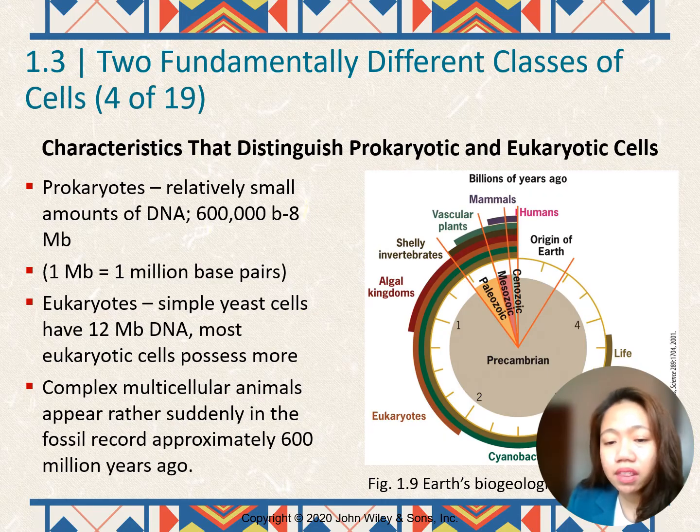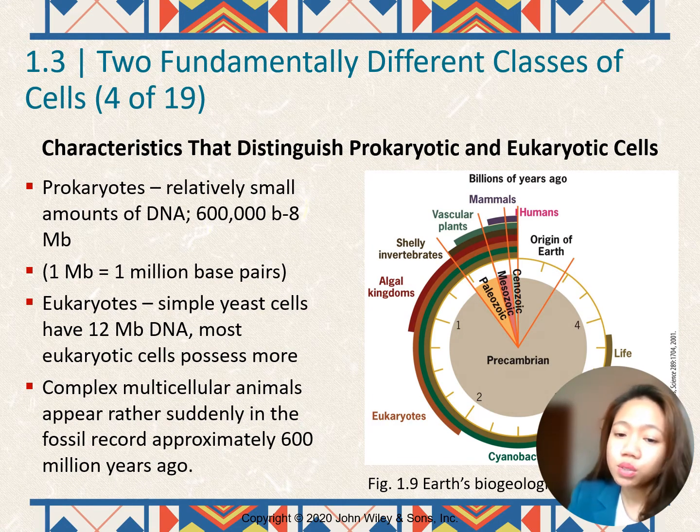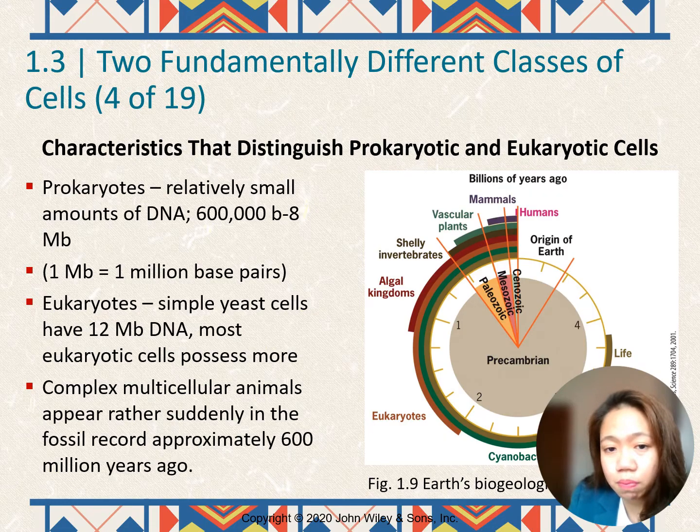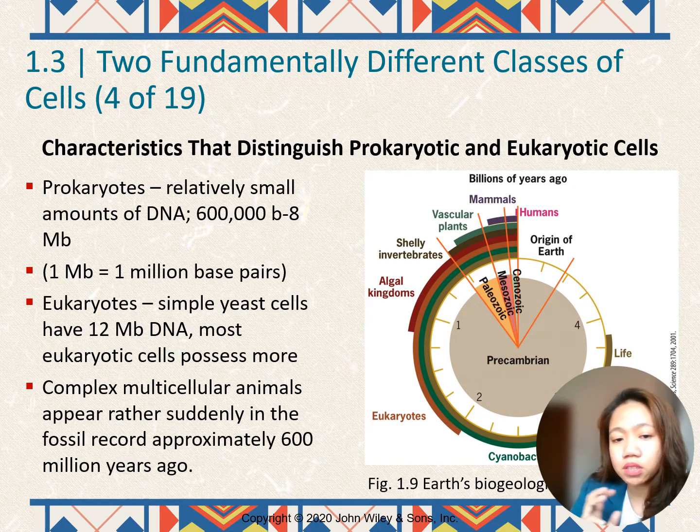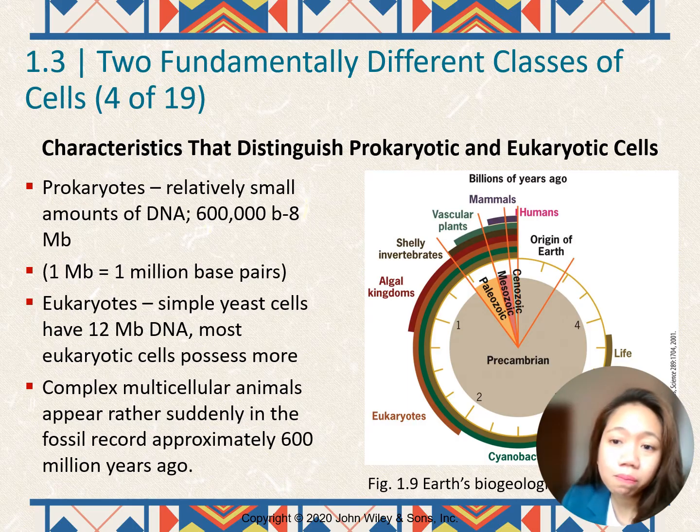Given that the cells of prokaryotes are quite simple, it's easy to say that their DNA is quite shorter than that of eukaryotes. For example, the DNA of bacteria only ranges from 600,000 base pairs to 8 million base pairs, while for eukaryotes, the minimum is 12 million base pairs. So it is safe to say, the more complex the organism is, the more DNA is needed to give instructions to produce them.